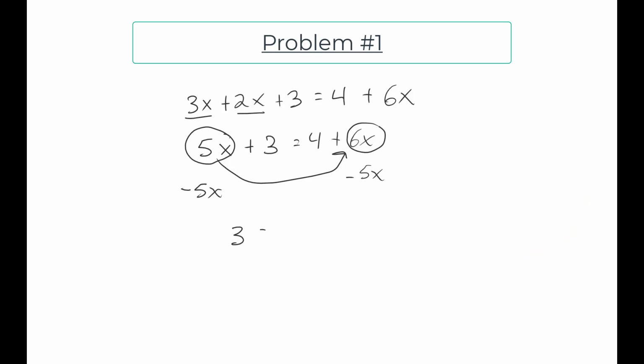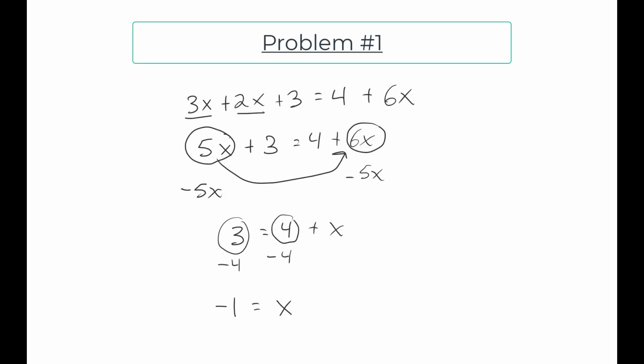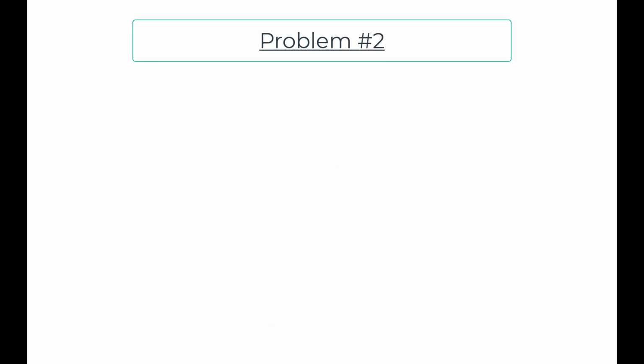And that's going to give us 3 is equal to 4 plus x. And now we're going to note that 4 and 3 are similar quantities. So again, using the subtraction property of equality, we're going to subtract 4 on both sides, and we get -1 is equal to x. Now this right here is the answer. However, I don't really like our x's being written on the right-hand side, so I'm just going to rewrite this by flipping our terms and saying x is equal to -1. And I will present that as the solution.